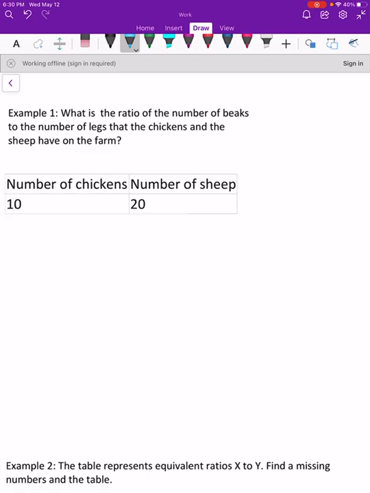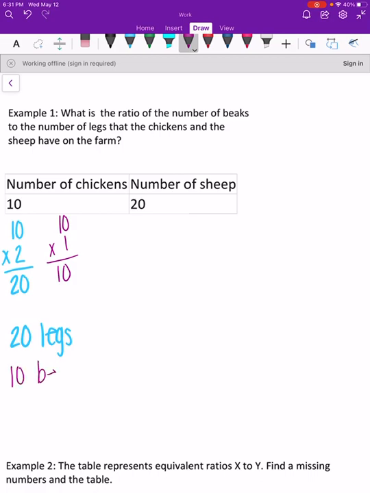We have 10 chickens. How many legs do we have if we have 10 chickens? So there's 10 chickens. Each chicken has 2 legs. So we have 20 legs. So I'm going to write that down here. 20 legs. Each chicken has 1 beak. So I'm going to say 10 times 1, which we know is 10. So the chickens have 20 legs and 10 beaks.